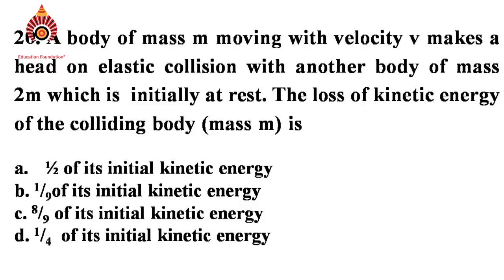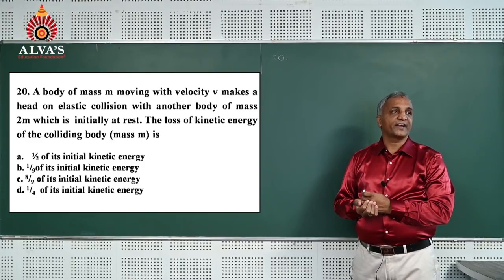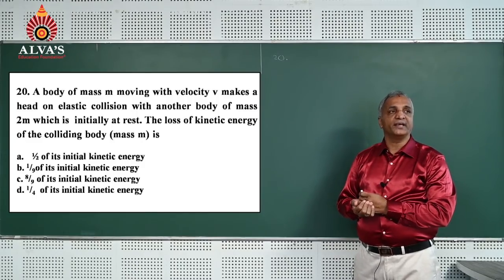This is the amount of work to be done, so I'll go for option B. Question number 20. A body of mass m moving with velocity v makes a head-on elastic collision with another body of mass 2m, which is initially at rest. The loss of kinetic energy of the colliding body is.